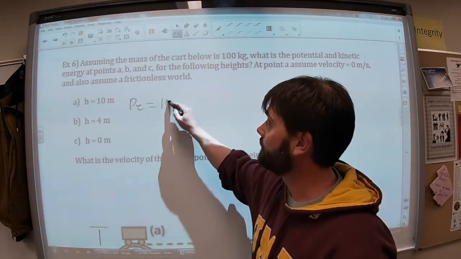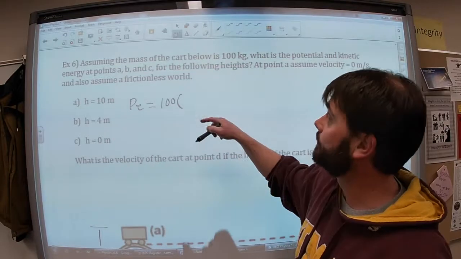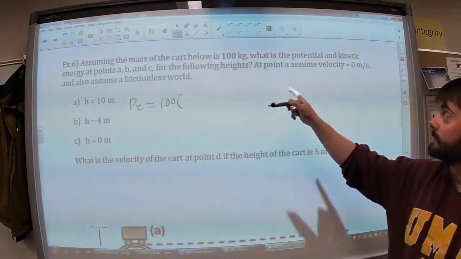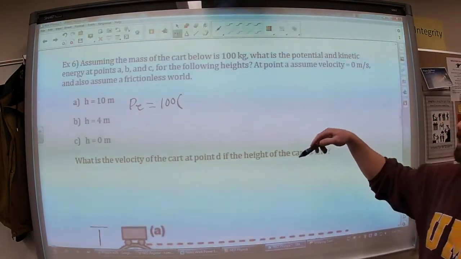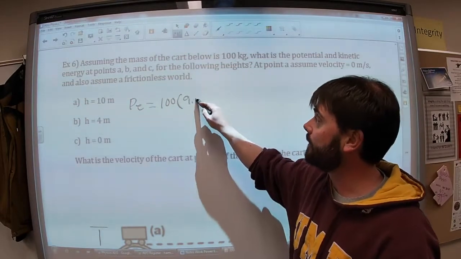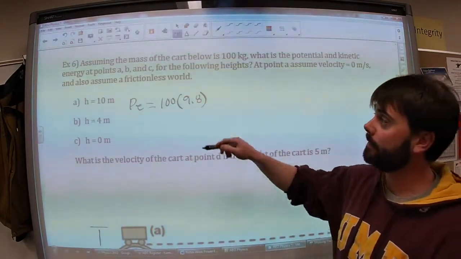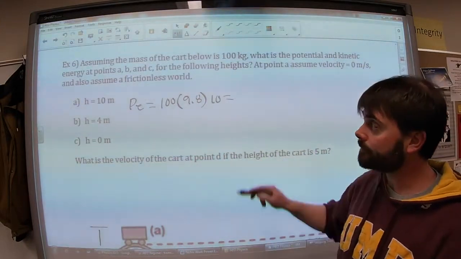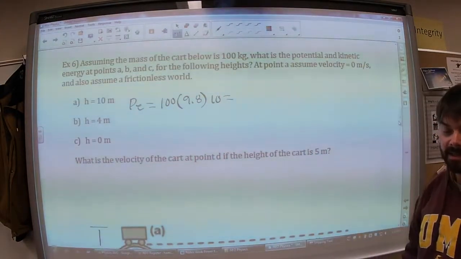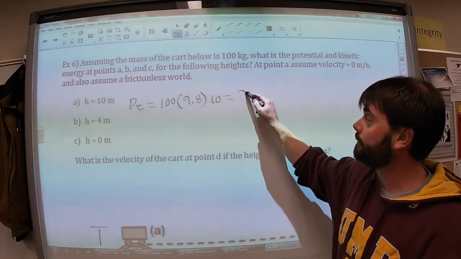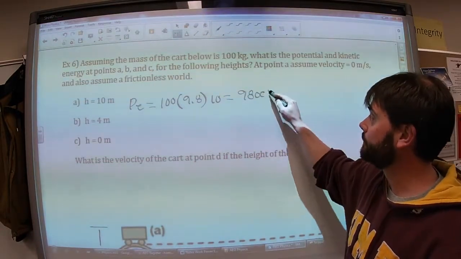So we know that the cart is equal to 100 kilograms, and I'm neglecting the units here just to save some space, but it's 100 kilograms. We know the acceleration of gravity is equal to 9.8, and the height that it is above the ground here is equal to 10. So if I multiply the 10 times 9.8 times 100, this gives me 9,800 joules.